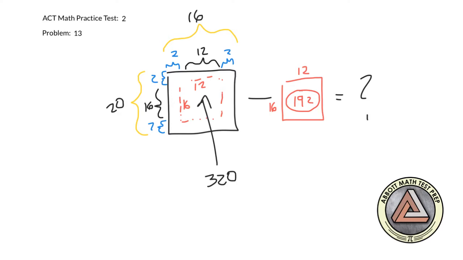So at the end of the day, what we're really doing is 320 minus 192, and that is 128. 128, and that is in the answers. It's always a good sign when you see the answer you came up with in the multiple choice options. It's E.